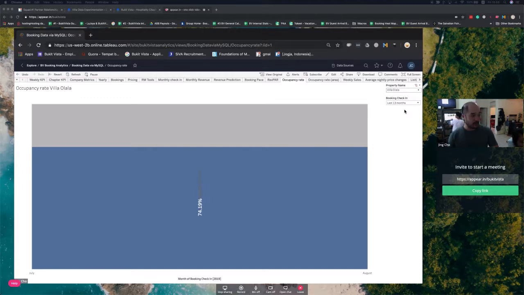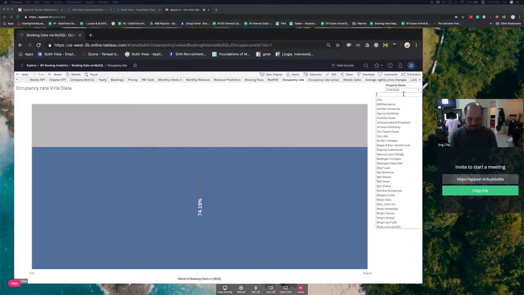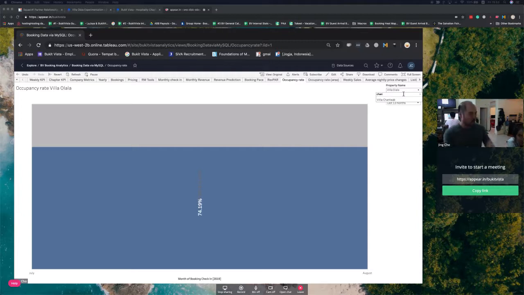Okay, 74% occupancy. So it's doing really well already. Look at that. What do you think it is? What does it feel like? What do you feel is the occupancy in the past 30 days? It's good, right? What does good feel like? What's the number for good?